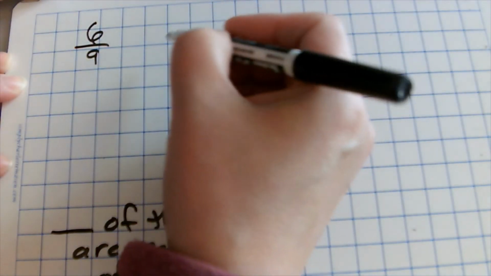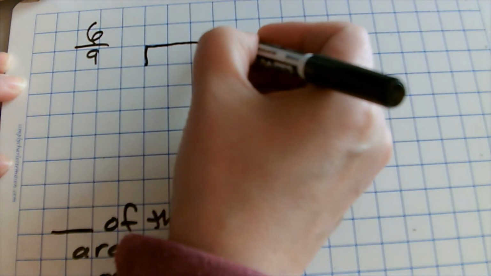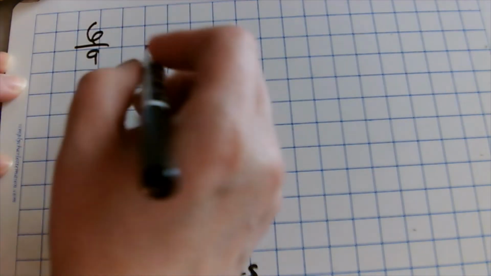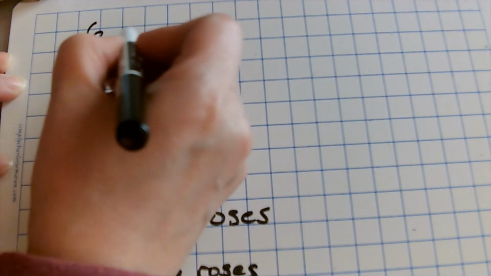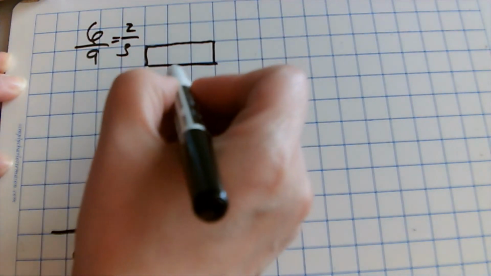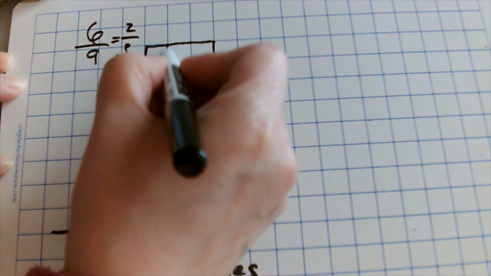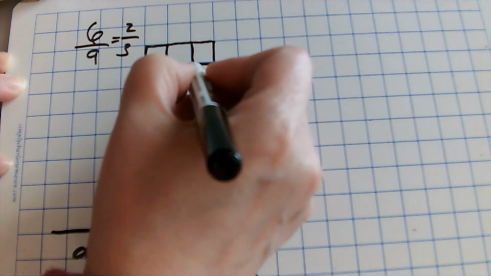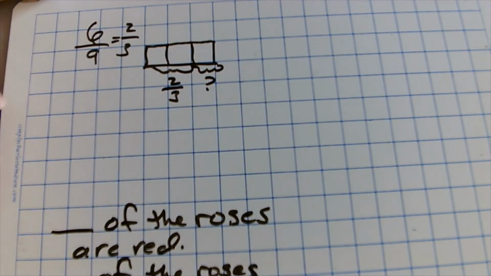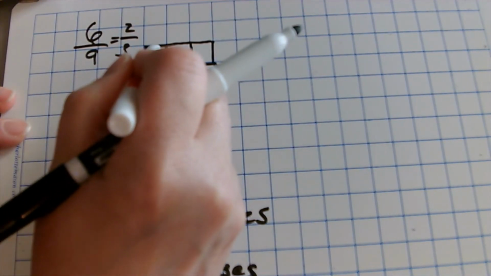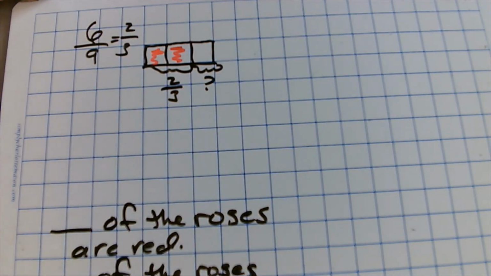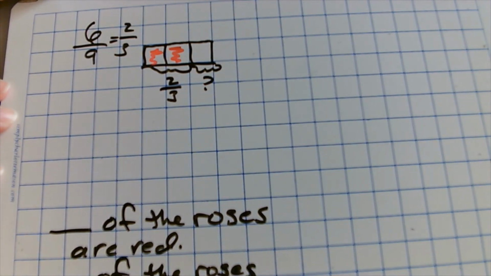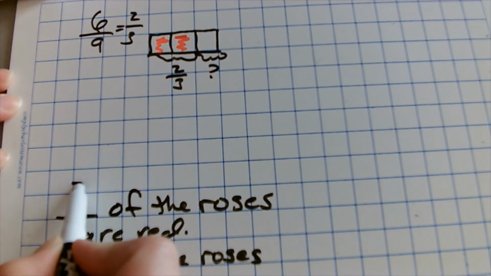What would this look like in a bar model? I'm going to draw a small bar model. We know that 6/9 would be the same thing as 2/3, right? So if I'm going to have a bar model of thirds, I can say 2/3 are red. How much are yellow? Yes, this is very simplified, I know. Okay. So I can just simplify this and say that 2/3 of the roses are red.